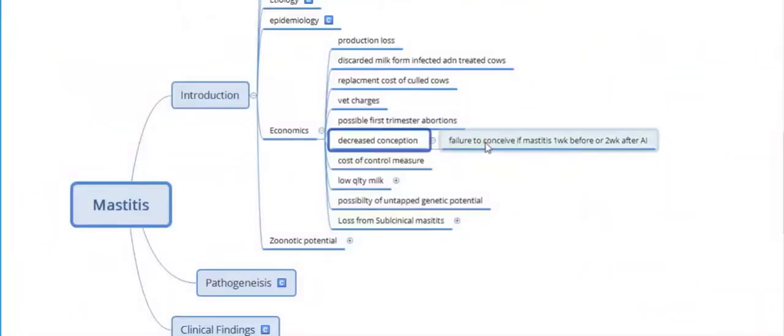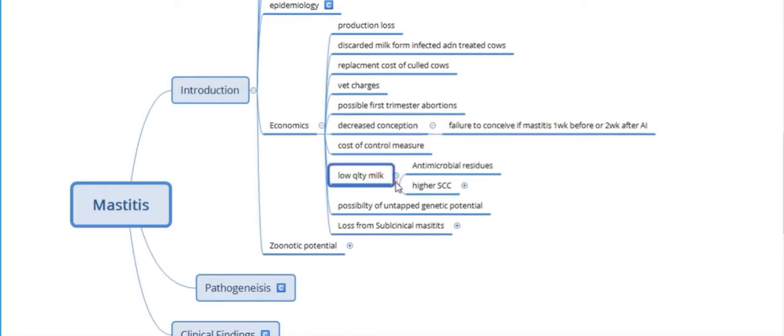Then in certain cases of mastitis, there is a risk of abortion during the first trimester. Then there can be reduction in conception, because it is seen that the conception rate decreases if there is mastitis during the first week before or 2 weeks after artificial insemination. Then there is the cost of implementing additional control measures inside the farm. Then your farm will be producing poor quality milk once it has increased cases of mastitis. There will be issues of antimicrobial residues, and increased somatic cell count, pH changes, etc., that will further render the milk unstable for further processing like cheese making or ice cream making or other products.